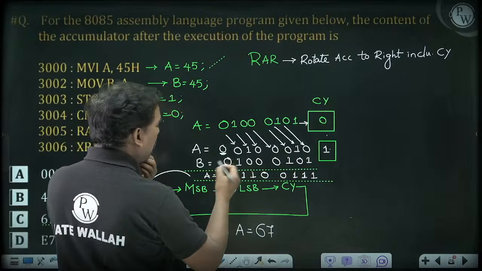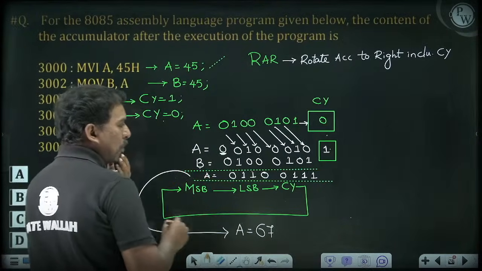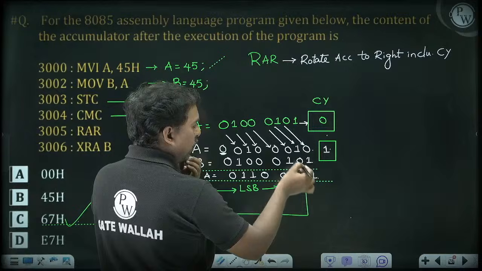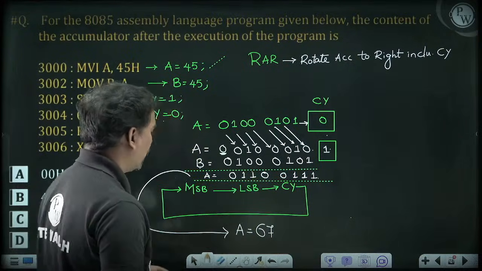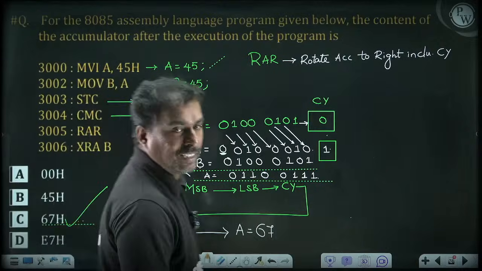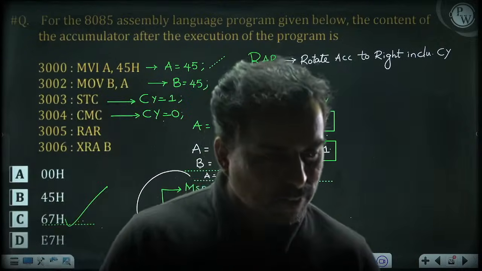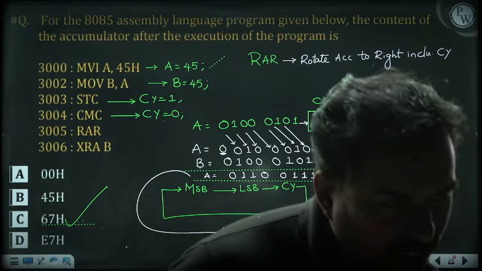22. After that I did XOR with B. What is XOR operation? 0 XOR with 1, 1 XOR with 0, 0 XOR with 1, 0 XOR with 0, 0 XOR with 0, 1 like this. So I'm going to get 67. So the right answer is option C, right?